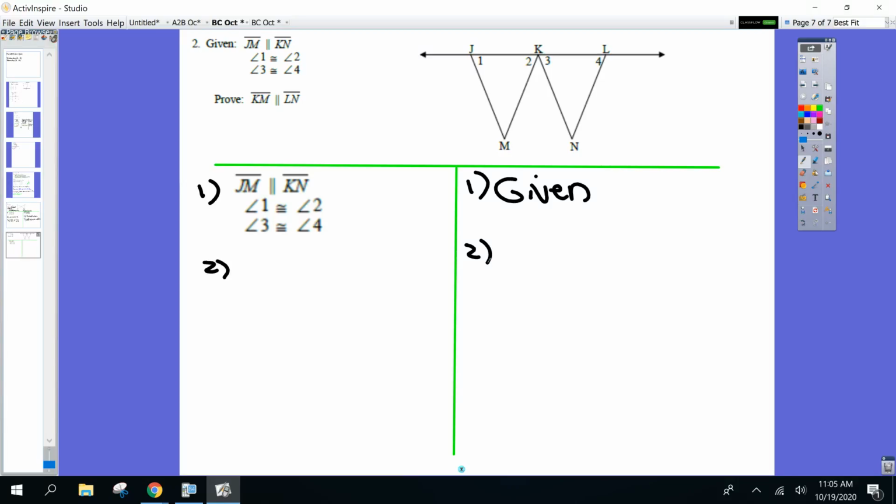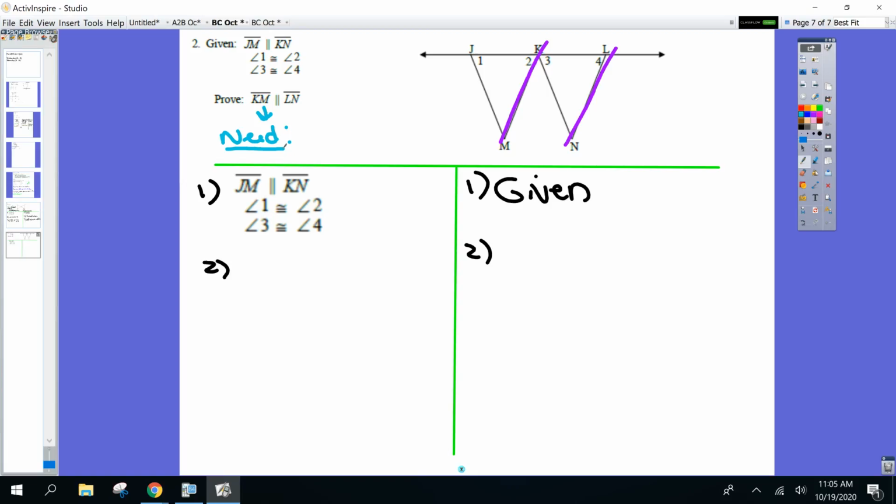Start with the lines you need parallel, the prove lines. KM, I need parallel to LN. Right now, can you identify any angles up there that are special angles formed by KM and LN and the same transversal? Because that's how I'm going to start this proof. Anybody find those two angles up there that are formed by KM and LN? Think you got it, Maeve? 2? Yeah, well, they're what type of angles?